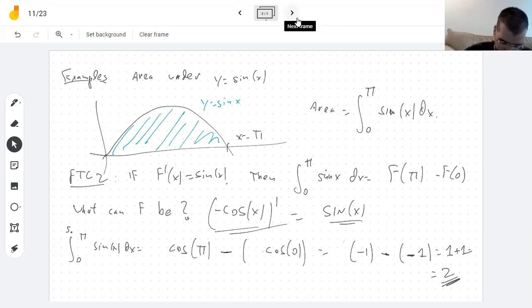Interestingly, this area of a shape that has base pi, which is an irrational number, ends up being just two. I'm trying to color code the minus signs, since there's four of them. The area under sine is just 2. It's not a crazy irrational number. It's not like pi to the 7th divided by 35. It's 2. That's the area of the shaded region.